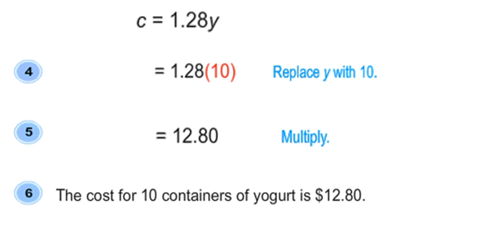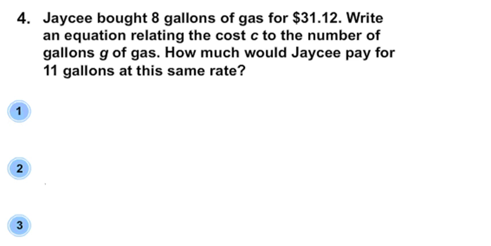We're going to have one more example. JC bought 8 gallons of gas for $31.12. Write an equation relating the cost C, again our variable cost C, to the number of gallons G of gas. So our two variables are C for cost and G for gallons. How much would JC pay for 11 gallons at this rate?